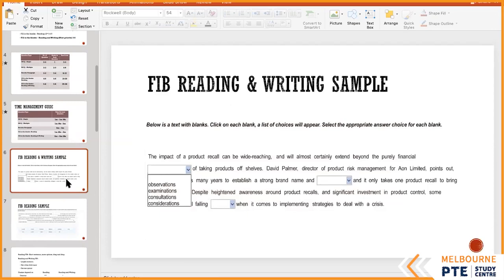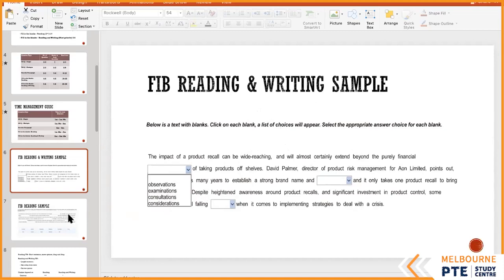So the first one is fill in the blanks reading and writing. What happens is that you get a paragraph, and in the blanks you see a drop-down menu. You click on that drop-down menu and it opens up to four options. So per blank, how many options am I getting? Four. And you need to select from there. So this is referred to as a drop-down or a select fill in the blanks. Got it? So fill in the blanks reading and writing is called drop-down.